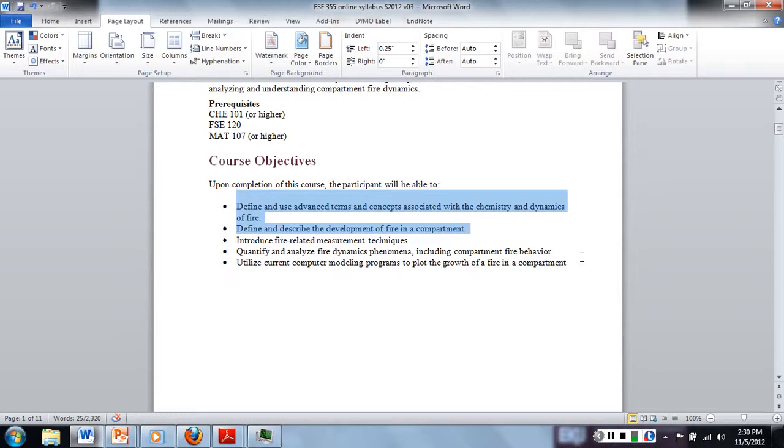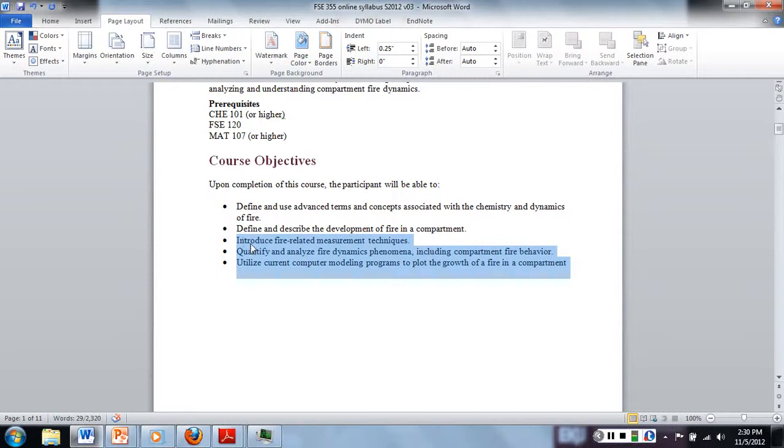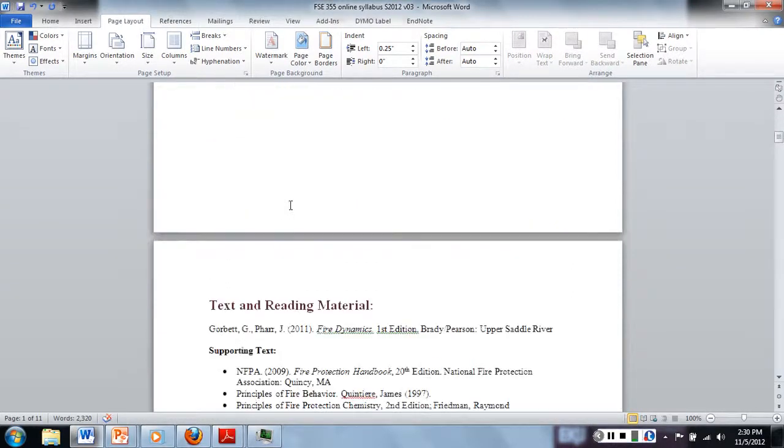For the second 3: introduce fire-related measurement techniques, quantify and analyze fire dynamic phenomena, including compartment fire behavior, and utilize current modeling programs to plot the growth of fire in a compartment. These will be your final projects. So we'll have a group final project that will cover these 3 course objectives, and that way we will cover the 5 course objectives in the syllabus and be able to get our ABET accreditation.